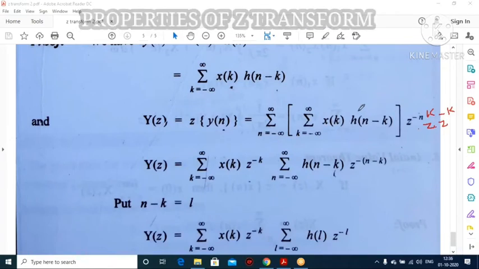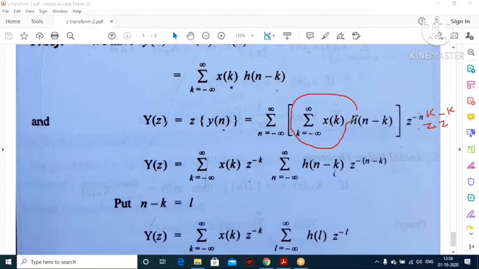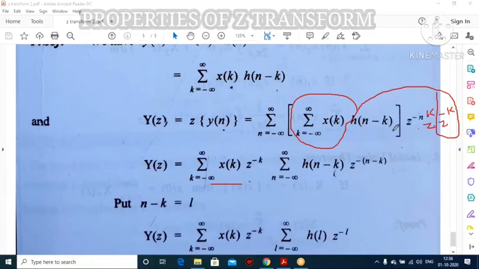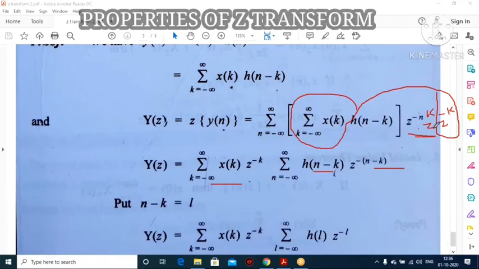So in the first summation I bring out summation k equal to minus infinity to infinity x of k into z power minus k. So this is one term, now it became X of z. The second term, h of n minus k into z power minus n, z power k. Here we have two terms, so I bring these two into a single one: z power minus of n minus k. So now this term became the second transform. For this purpose only I added z power k into z power minus k. Now put n minus k equal to L.